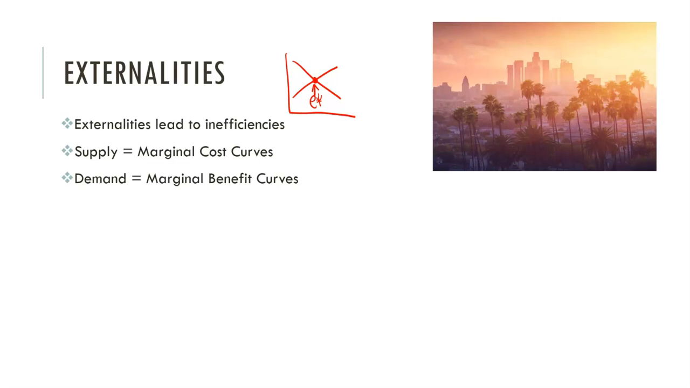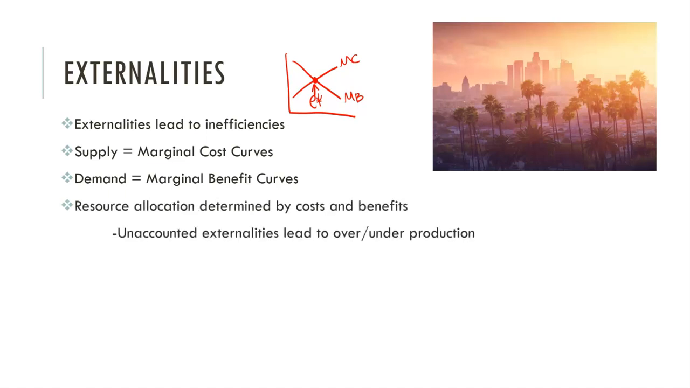So we're going to assume that the supply is the marginal cost curve and demand is going to represent the marginal benefit curve. And the idea is that we're not allocating resources effectively, leading to over or under production. Okay, so I'll come back to that.